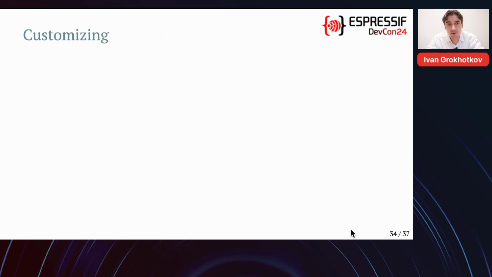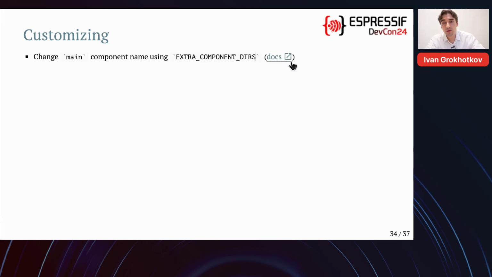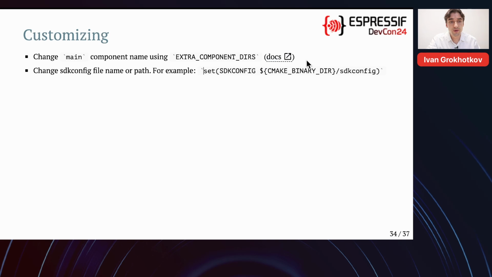A certain number of things in the IDF build system can be customized. For example, the name of the main component can be customized using the extra component dirs variable. There is a documentation link over here.